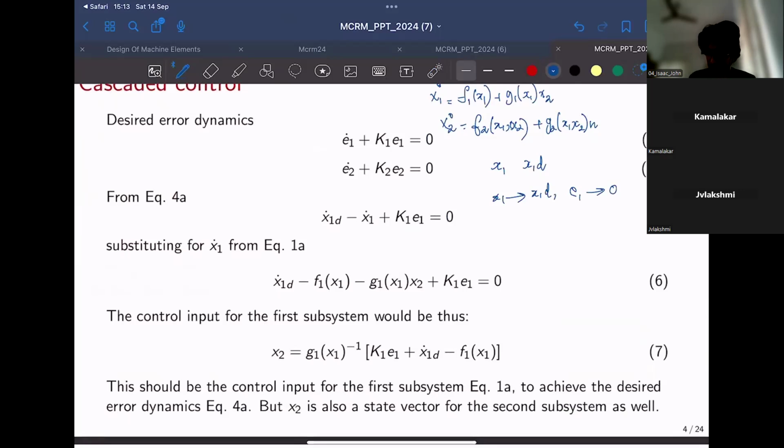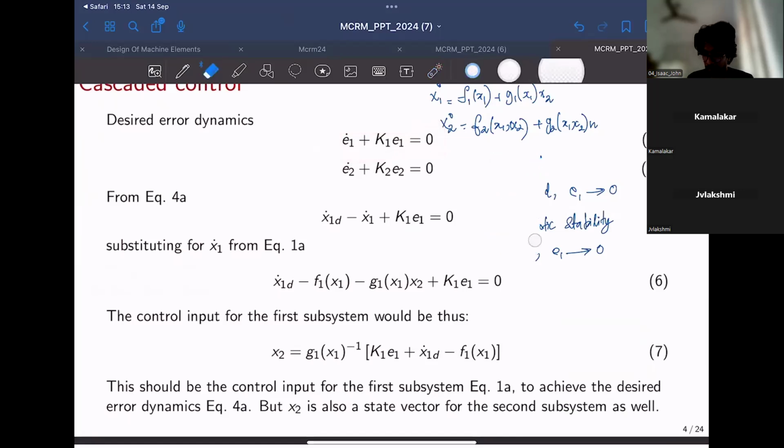So for asymptotic stability, we want our system to behave in a way that as time tends to infinity, this error should tend to 0, right? And for that to happen, we want our system to behave as per this differential equation, or we are trying to force our system to behave as per this differential equation.